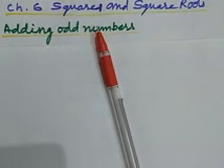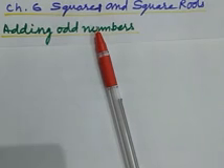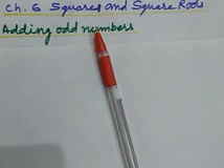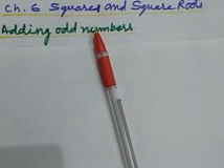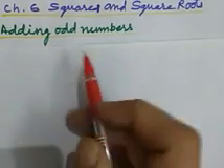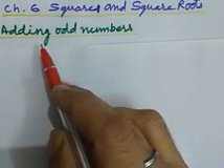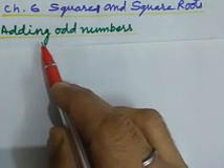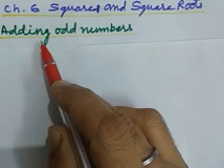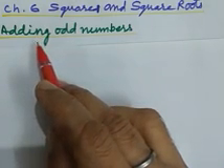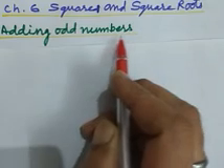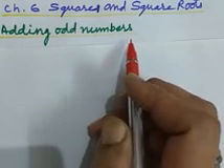Today we are continuing chapter 6, squares and square roots. Now today we are learning some special techniques or characteristics of square numbers. Adding odd numbers. Okay.